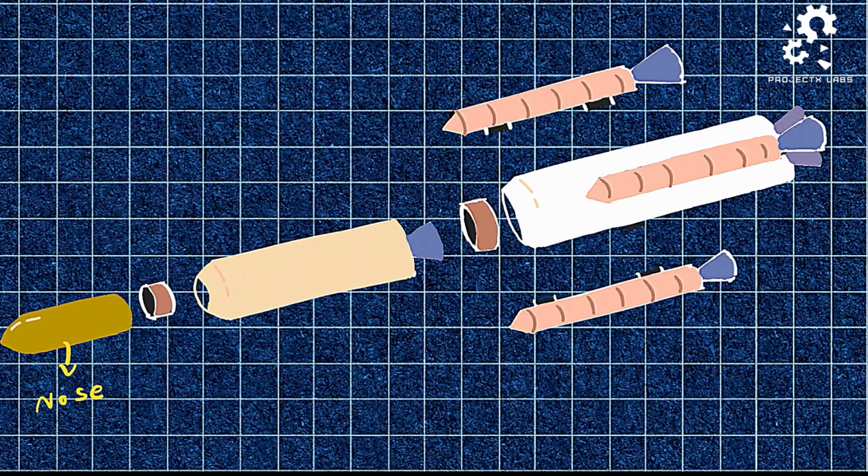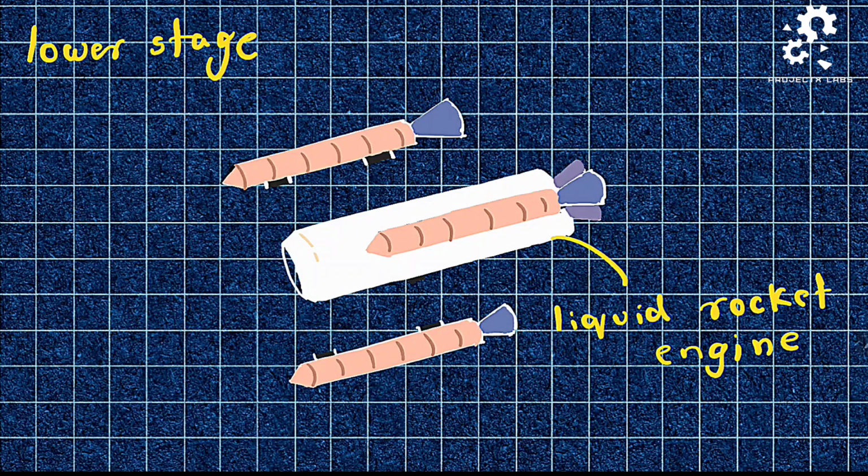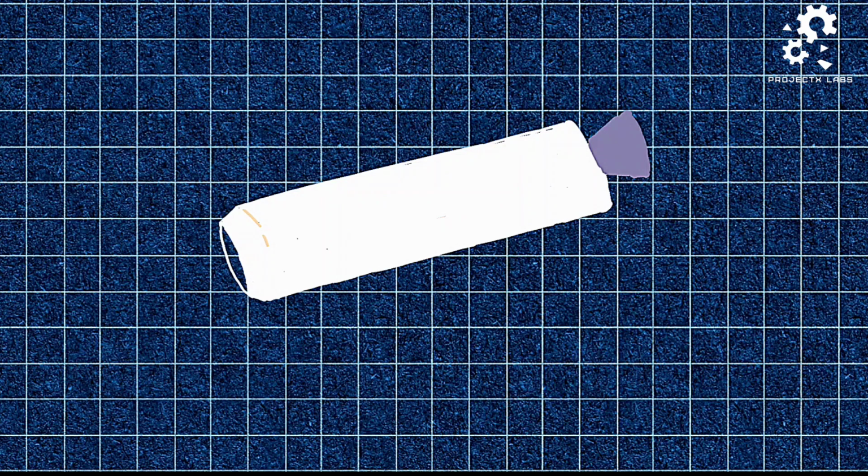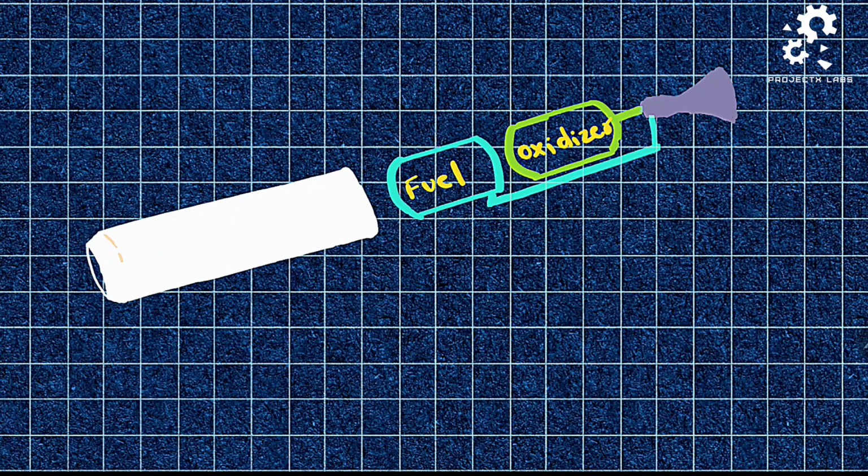Coming to the propulsion system, starting with the lower stage, it consists of a liquid rocket engine and solid rocket boosters that operate in parallel. So this can also be called parallel staging. Liquid rocket engine: it consists of a fuel tank, an oxidizer tank and a thrust chamber.